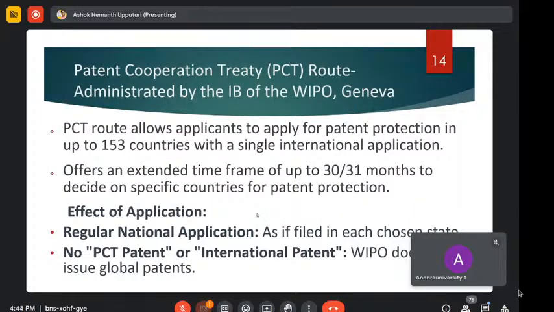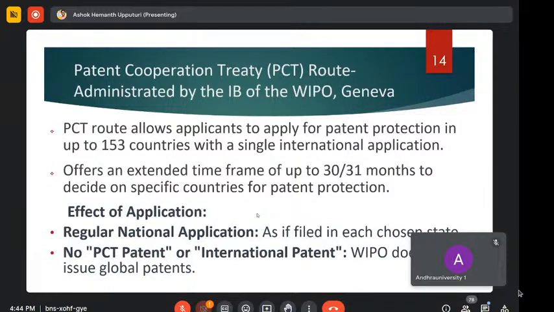So the next solution is the Patent Cooperation Treaty. This is administered by the International Bureau of the World Intellectual Property Organization, which is in Geneva. Most of the treaties are administered by WIPO. The PCT route allows applicants to apply for patent protection in almost 153 countries as of 2023, with a single international application. It doesn't give a worldwide patent, something like a PCT patent or international patent. You cannot get a patent right, but it facilitates launching your applications as if filed in each chosen state.